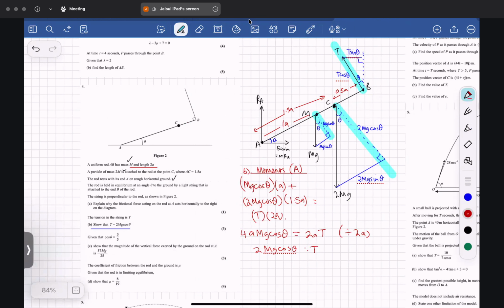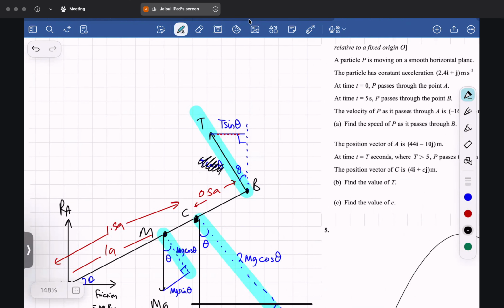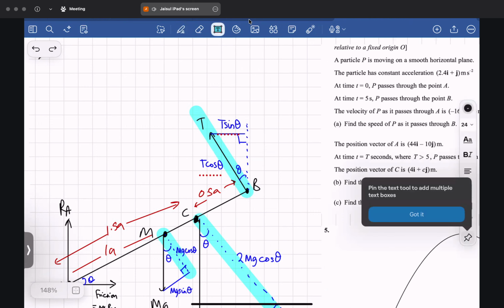Moving on to part C. Now we can just use forces left and right, the vertical force. So the vertical force is RA plus... Whoops. Okay. Hold on. I made a mistake. This is not... the other one is. It's not rubbing out. One second.